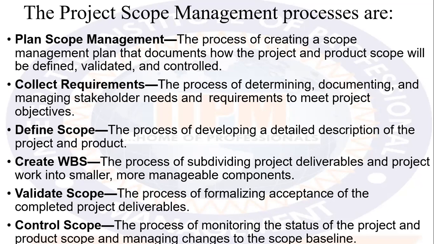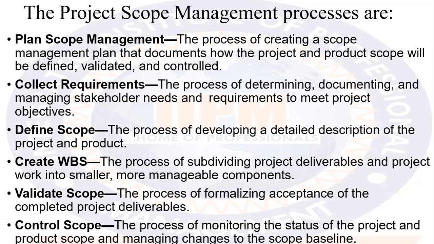Then we have define scope, which is the process of developing a detailed description of the project and product. A detailed description of both the project and the product. Then you have create WBS. WBS simply means the work breakdown structure, the process of subdividing project deliverables and project work into smaller and more manageable components. So whenever we hear WBS, it's simply breaking down the project into smaller manageable components. That's all we want to do with WBS.